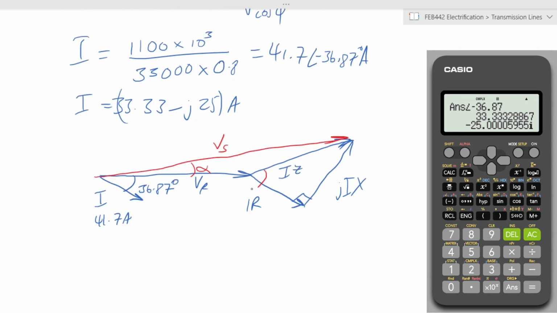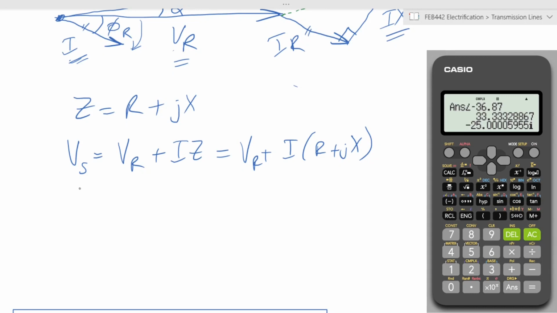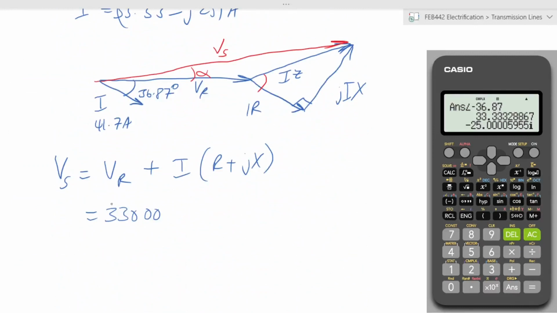Now, what next do we need? We need to find VS, and we have the phasor diagram that looks like that. So we said that VS is equal to VR plus I times all of that. So now VS is equal to VR, which we know, plus I, which we also know, times R plus JX, which we also know. So we can get all of those because we know all of them. So VR was 33,000 volts, and we've said that that one is at an angle of 0.